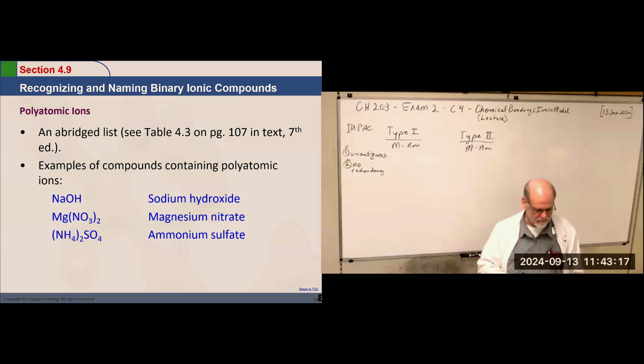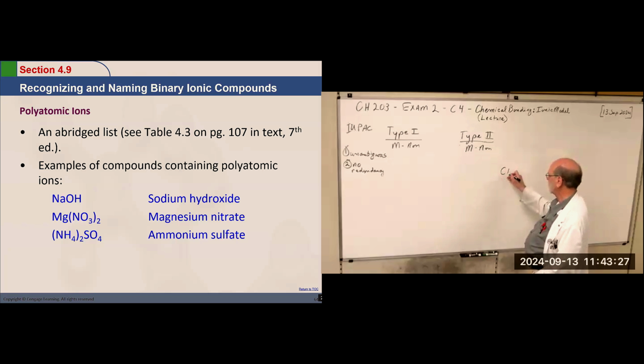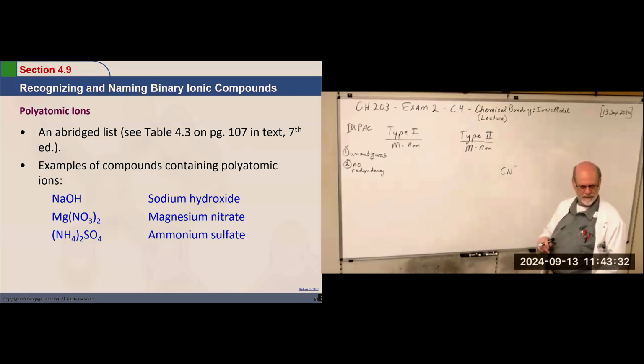Examples of polyatomics that don't have oxygen, here's one that I can think of. I think that's a -1 charge. The cyanide ion, right? Murderer's best friend. Well, I don't know, acquaintance, perhaps. So if we had sodium cyanide, it would just be this. Right?